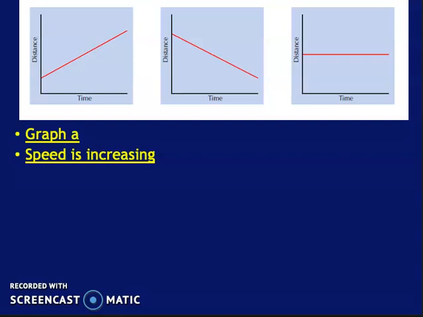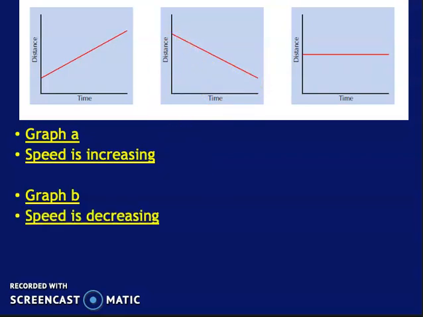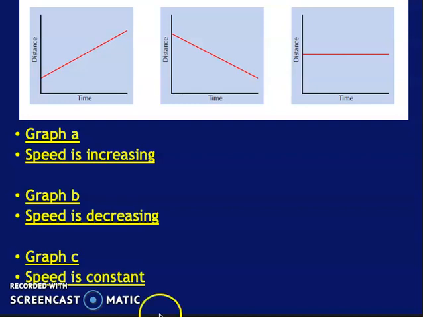In graph B, what's happening to the line? The line is now going down. So as you increase time, you decrease distance. So here, speed is decreasing. And in our last graph, graph C, what's happening to the line? It's staying in a straight line, so speed is what is called constant. Pause now if you need to. Your title is the distance and time graphs, and please make a note of what each line is telling you because you're going to need it when you move forward.